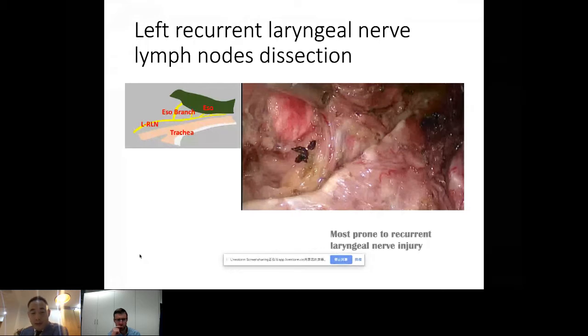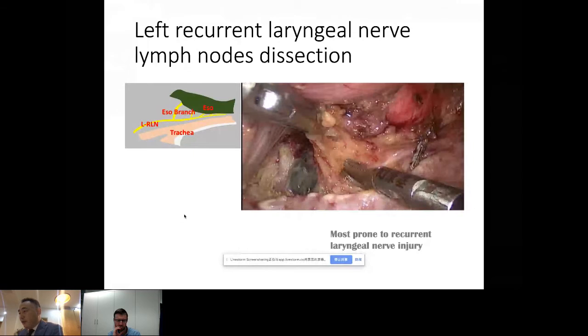Let me play the video. The cardiac branch of the sympathetic nerve will also interfere with the positioning. As the table shows in these slides, in our previous study, in the group of patients we reviewed, the left side injury accounted for more than 80% of all injuries. So it's really a dangerous place.